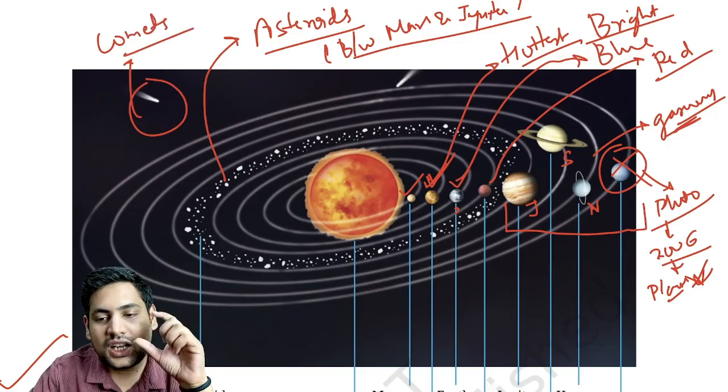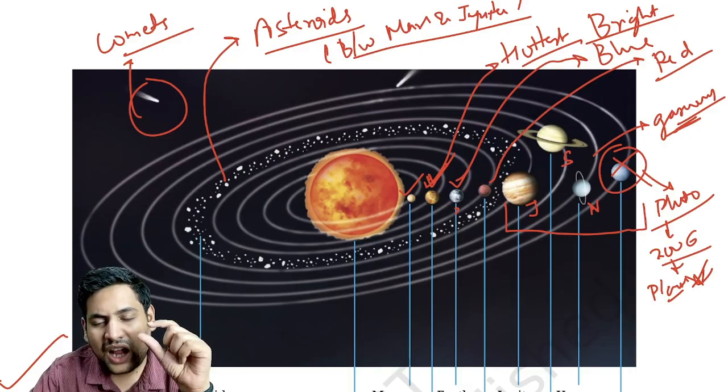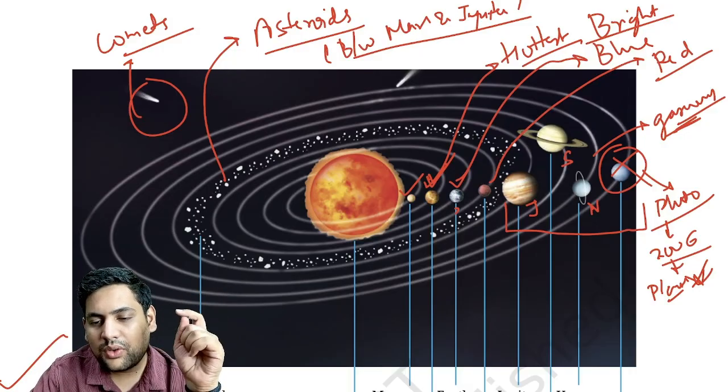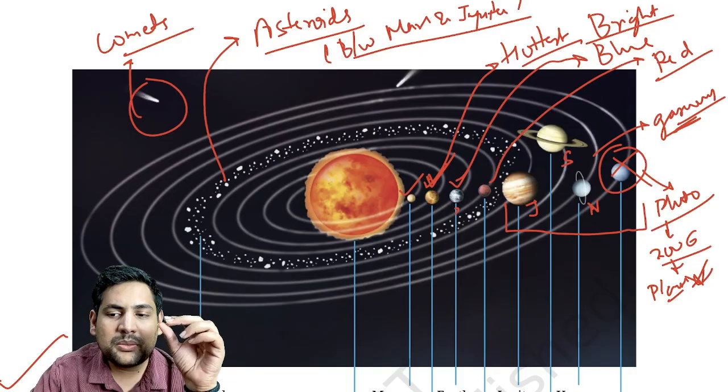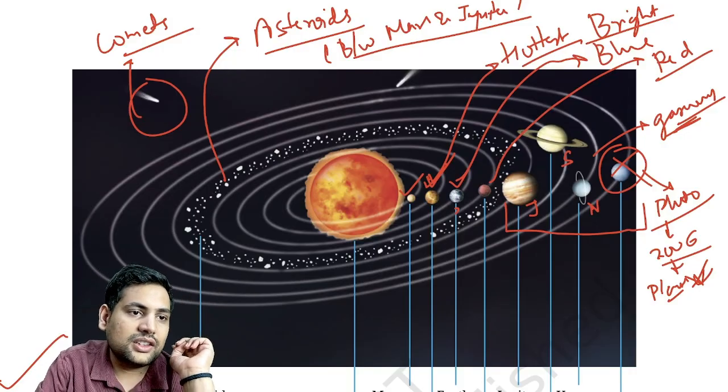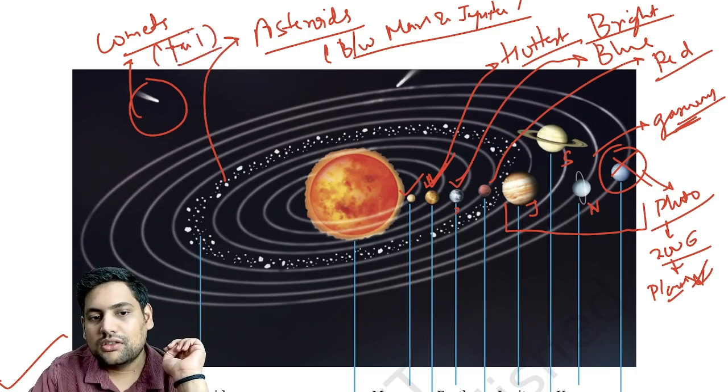So comets are actually made up of what? Ice and many other things. Now what happens when it moves closer to the sun, or to the heat source? Suddenly all this starts becoming gas. So that's why they seem to have a tail.